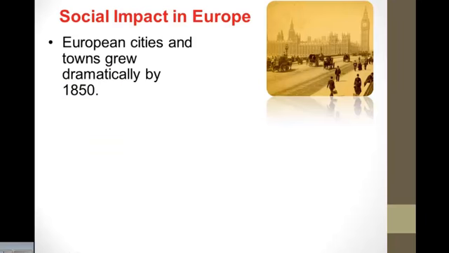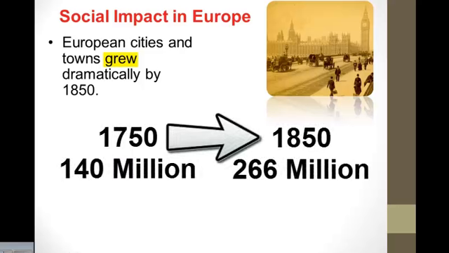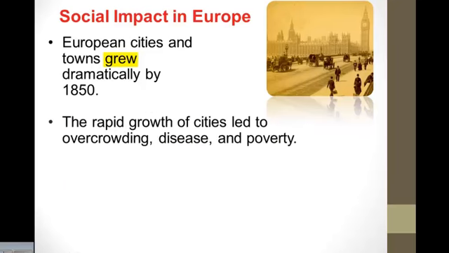European cities and towns grew dramatically by 1850. In fact, the population grew from 140 million in 1750 to over 266 million by 1850. The rapid growth of cities led to overcrowding, disease, and poverty. A lot of the disease was caused because there was just a lack of sanitation and sewer systems in the cities at the time, and they really weren't fully developed until the early 1900s.